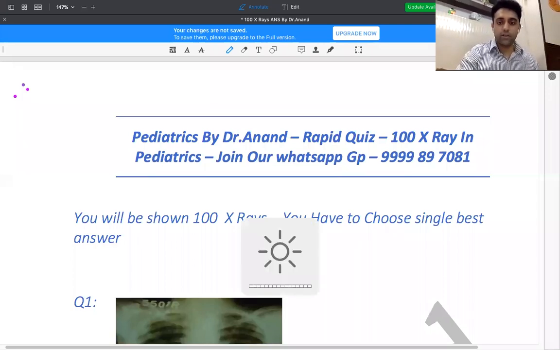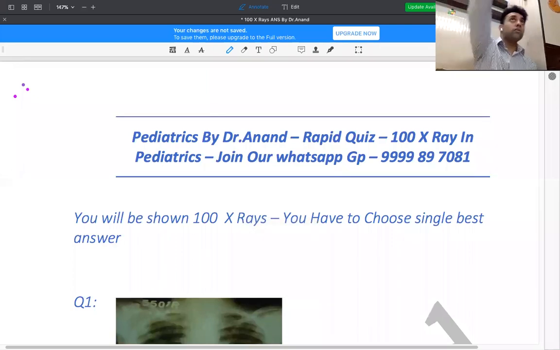Anand. Today's topic of choice is nothing but pediatric X-rays. In this session, we're going to talk about the top 100 important things regarding the X-rays. I'll be talking about X-rays one by one, and I'll be telling you what highlight is important for us to understand for that X-ray. Question number one.